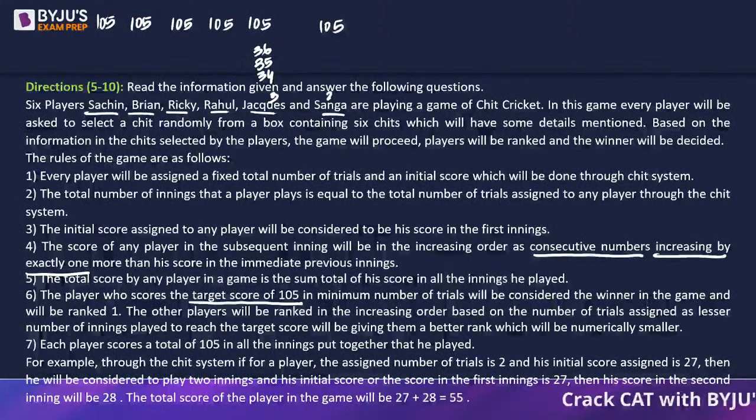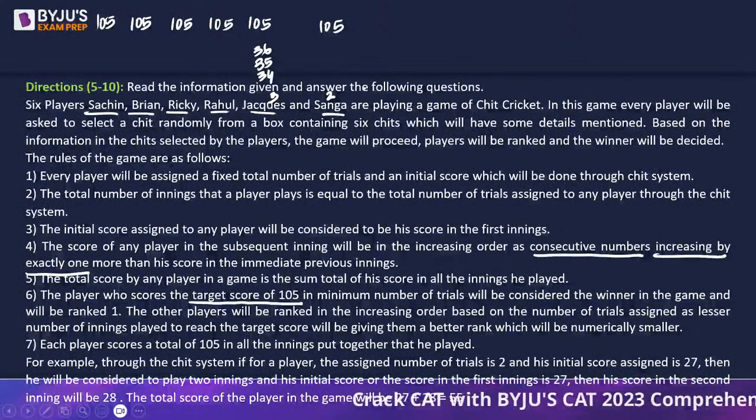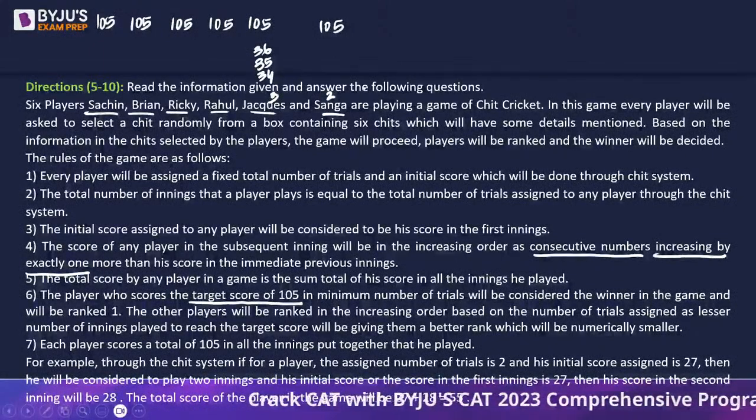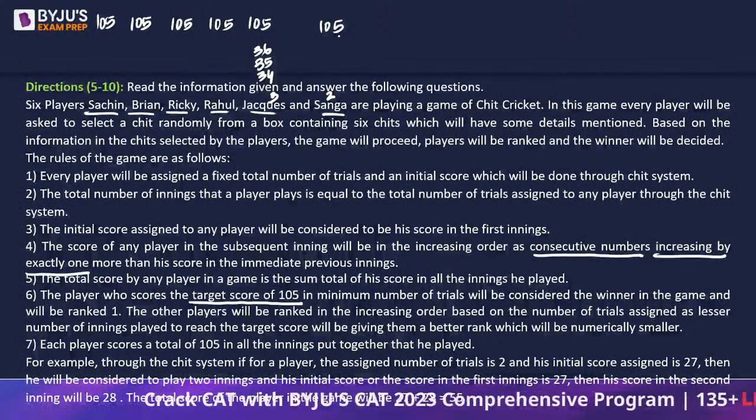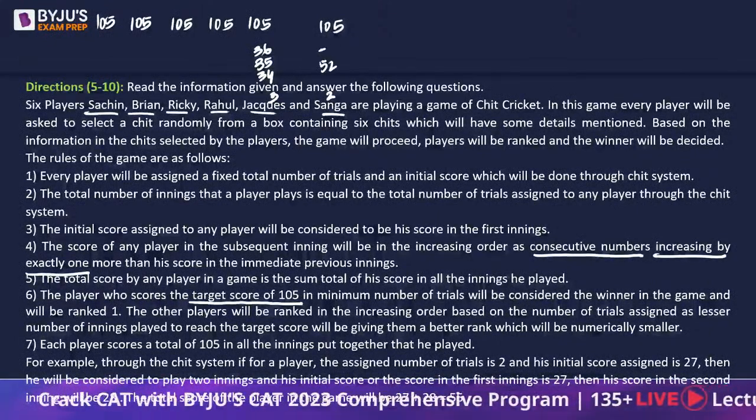Suppose Sangha has to make 105 in only 2 steps. That is, 2 ही नंबर से बनाना है. So 105 divided by 2 is 52.5. तो एक 52 लिख लो, एक 53 लिख लो.